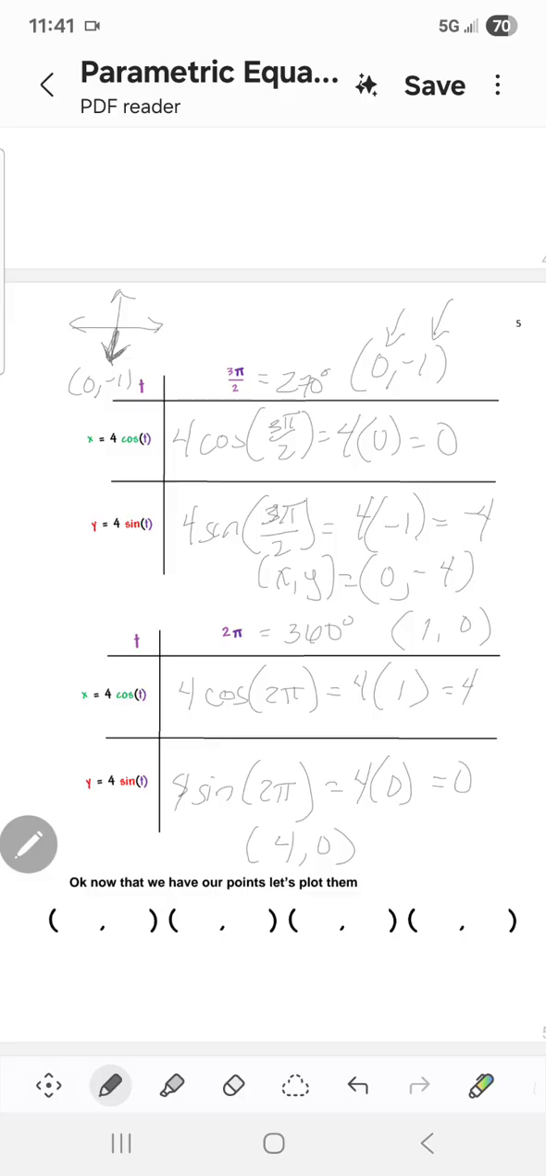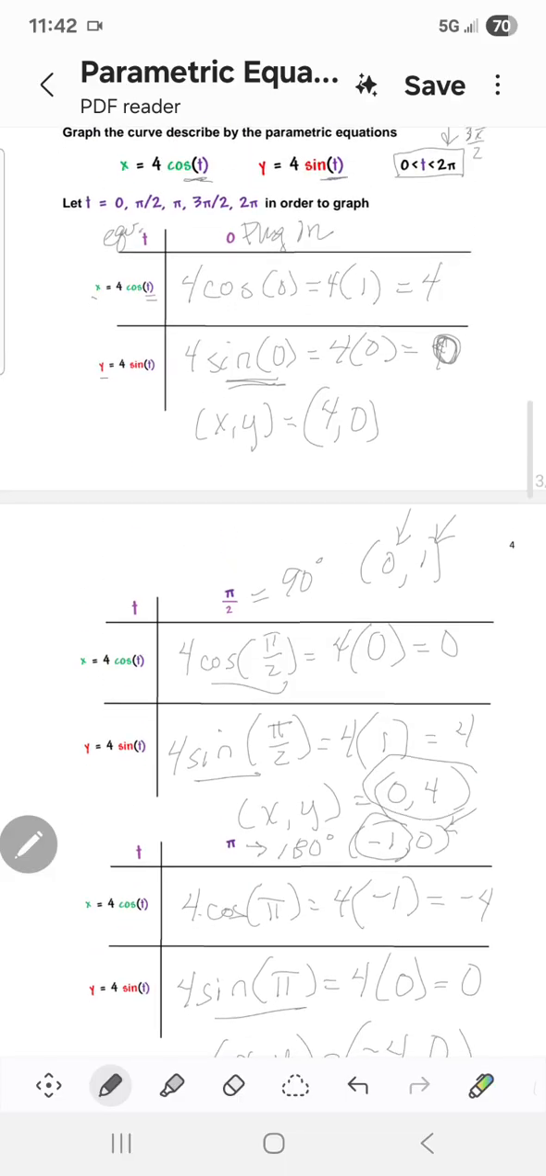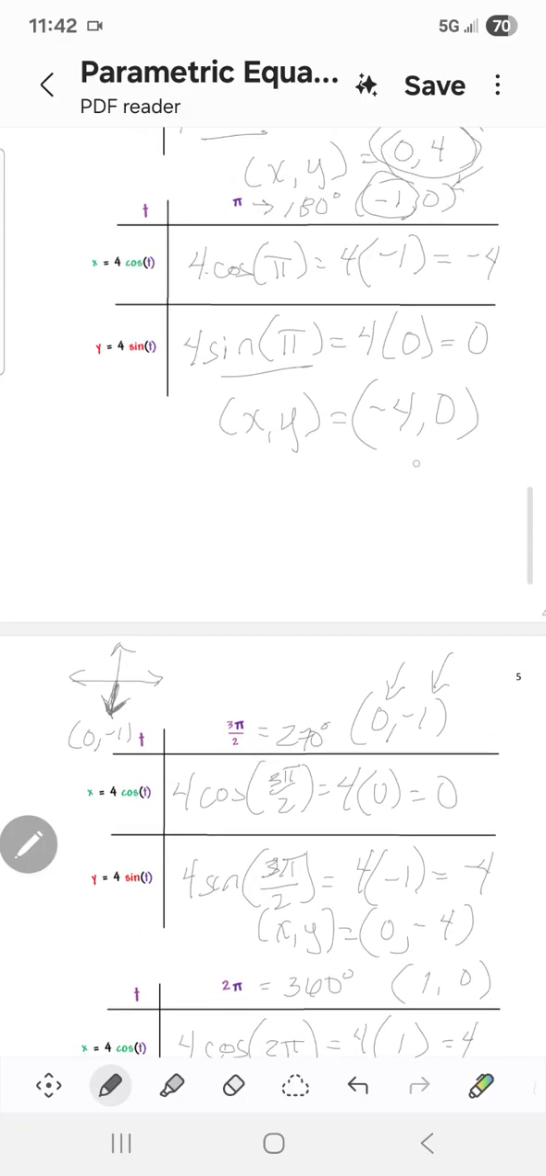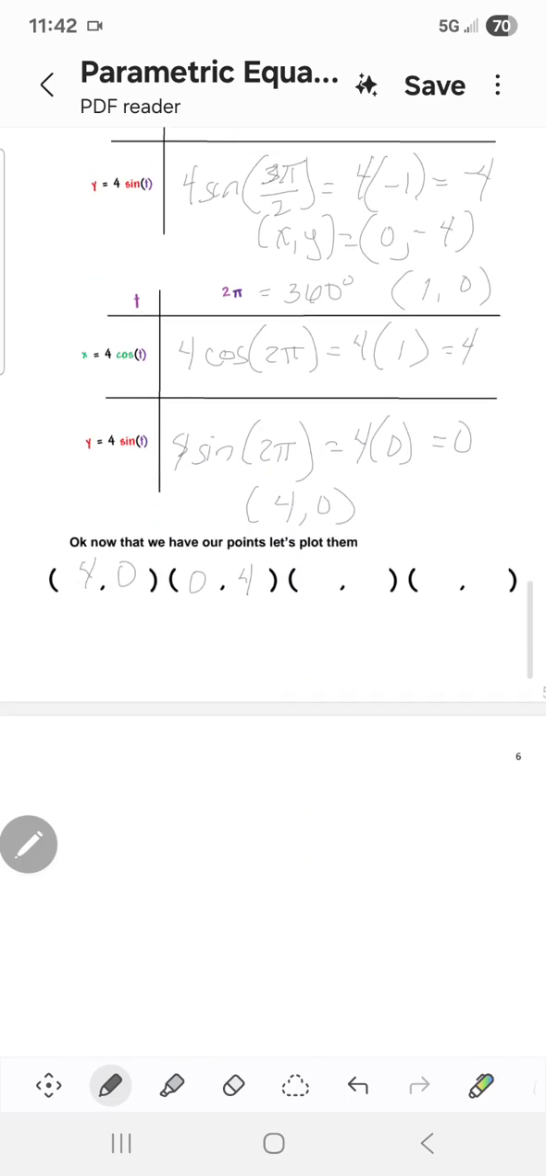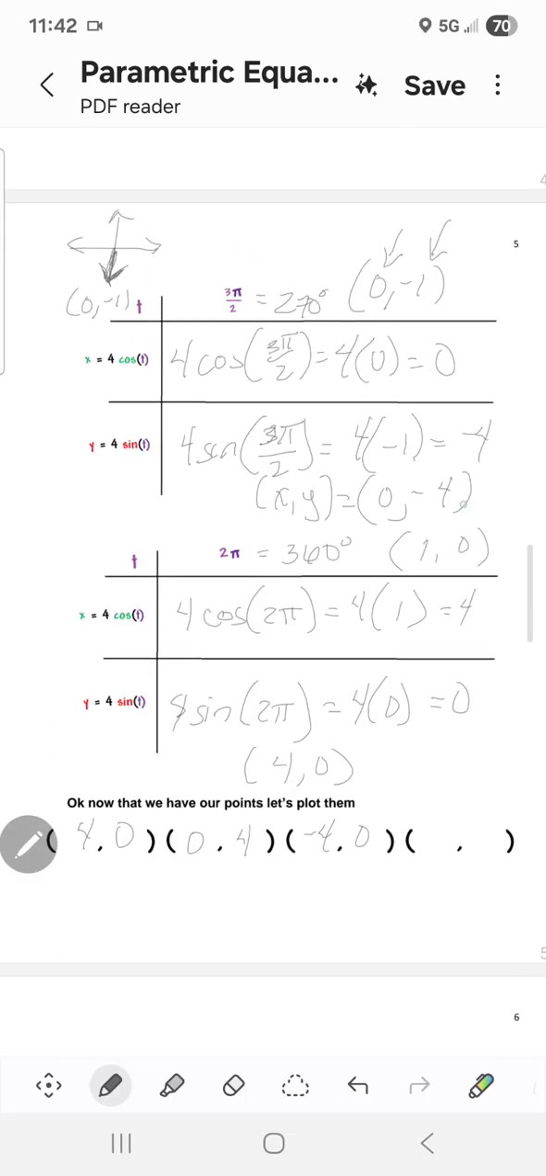So let's plot all of our points. Let's write them all out. If you'll remember, our first one was 4, 0. Let's go back up and look. Our second one was 0, 4. Our third one, negative 4, 0. And our last one before we hit that full rotation is 0, negative 4.